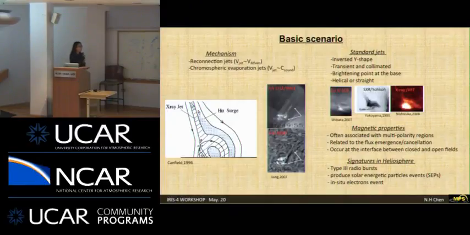And the mechanisms we've been talking about are basically classified into two types. One is the reconnection jet, driven by the magnetic tension force, and the velocity of the jet is usually the Alfvén speed.